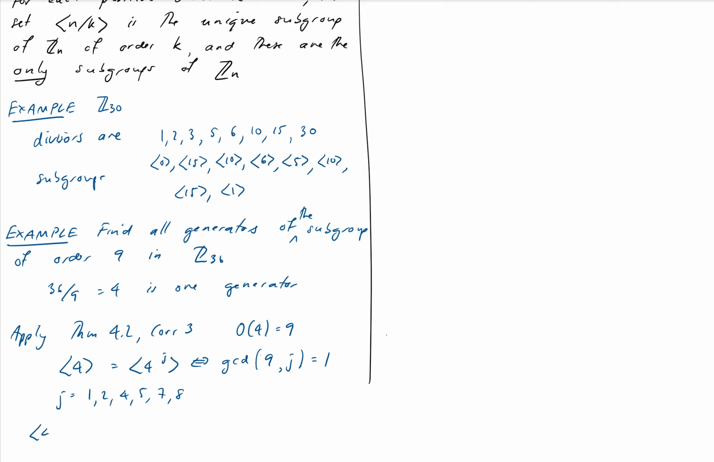So the cyclic subgroup generated by 4, which is the only subgroup of order 9 in Z36, is also generated by 8 and 16 and 20, which is 4 times 5. So it shouldn't be 4 to the j, it should be 4j because we're in additive notation. Then we should have 4 times 7 is 28 and 32.